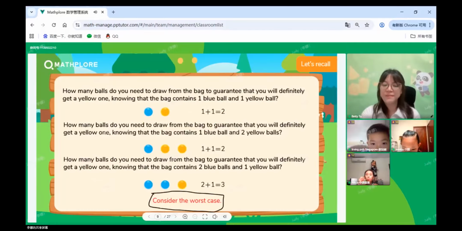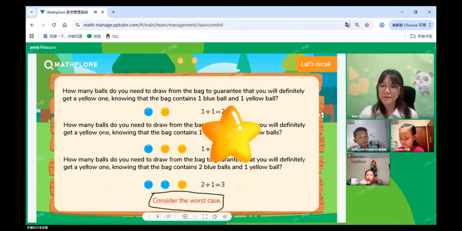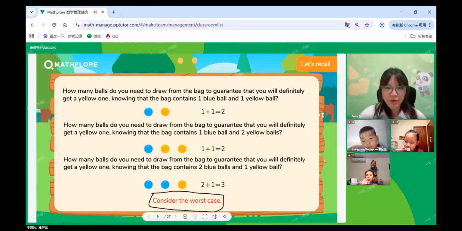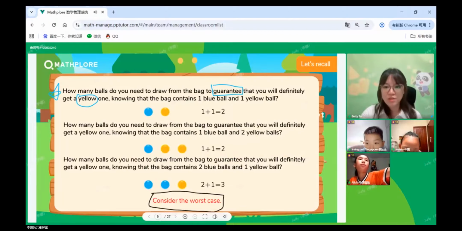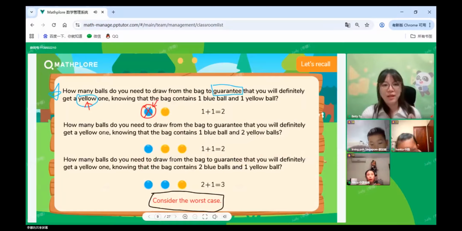And also we learned about, what is this? Everybody, can you read it? Consider the worst case. Good, which is the worst case scenario. If the question is asking, we want to get a certain color and we need to guarantee that we get that color, then we need to consider the worst case, which means we eliminate the wrong ones. If you want the yellow one, first we choose the blue one and the other colors, leaving only the yellow one, okay?